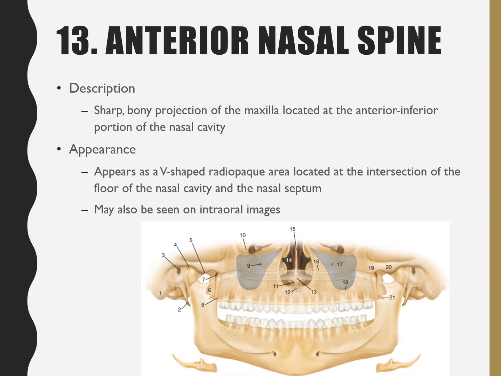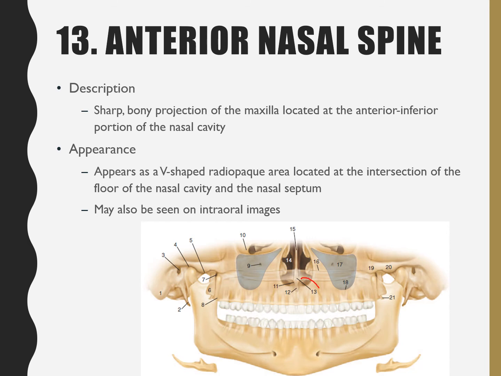Okay, the anterior nasal spine. It is that sharp, bony projection of the maxilla, and it's located at the anterior and inferior portion of the nasal cavity. So right at the bottom of the nose, there's that little sort of thing that sticks out, and it's shaped like a V-shaped radiopaque area located at the intersection of the floor of the nasal cavity and the nasal septum. You can see it on intraoral images. I know we've talked about that. And it shows up right here, number 13.